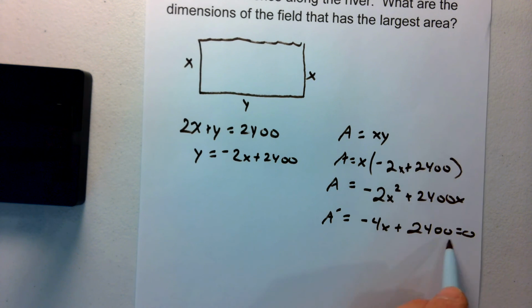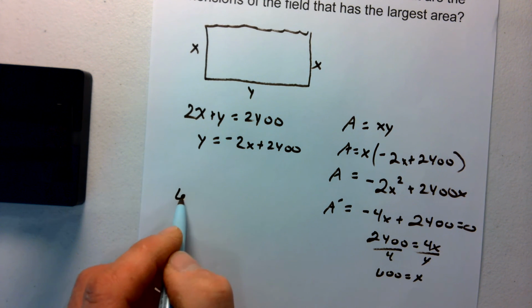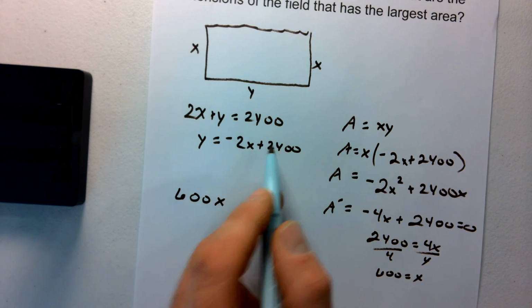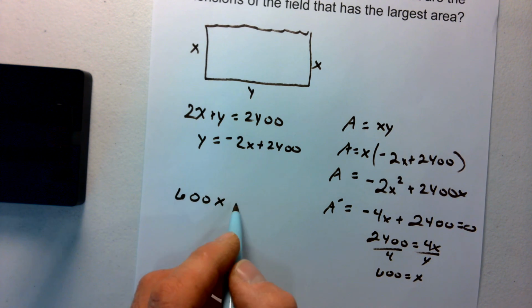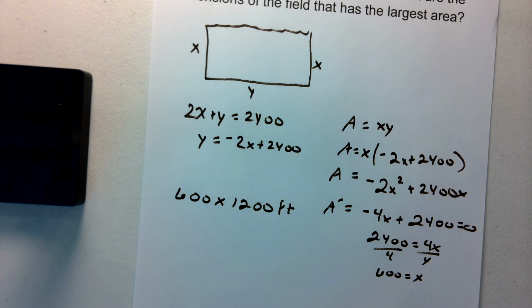So I can add my 4x over. 2,400 equals 4x, divide by 4. So 600 is going to equal my x. So I'll have a 600 by, if I plug 600 in there, I get negative 1,200 plus 2,400 gives me 1,200 feet. And that'll be my area.